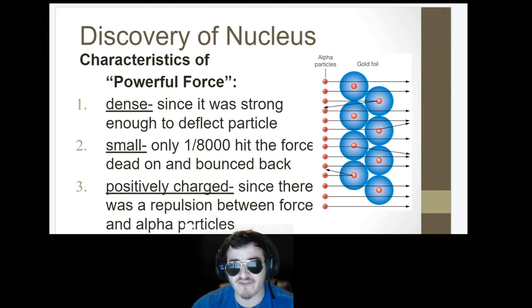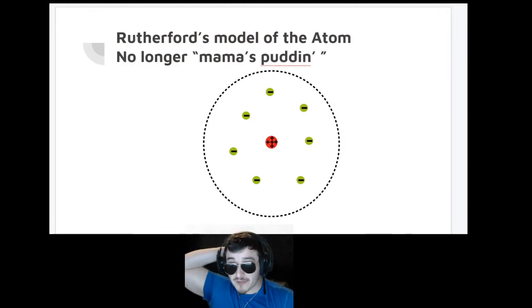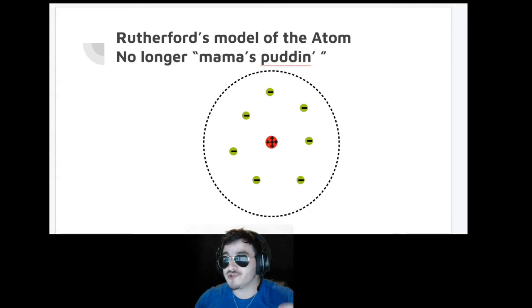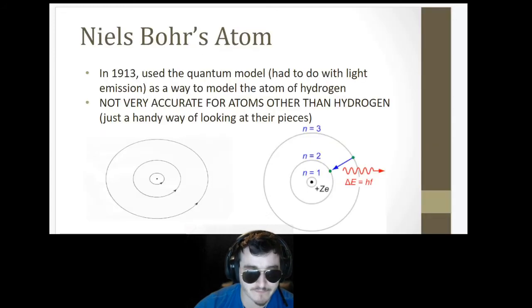So now with our new revised model of the atom, no more plum pudding. That positive charge is in a nucleus. But do not indicate neutrons or protons. We haven't discovered them yet. So far, we have the negatively charged electrons and we have the positively charged nucleus. Nothing else.